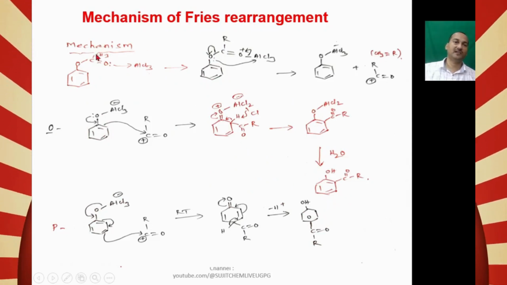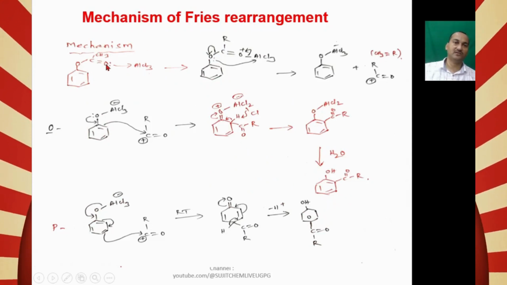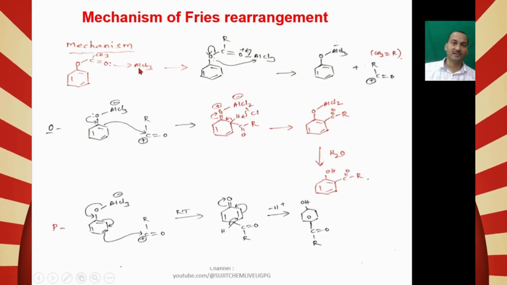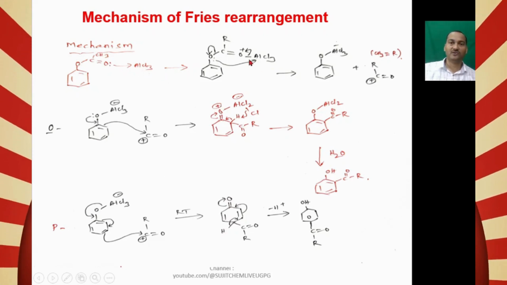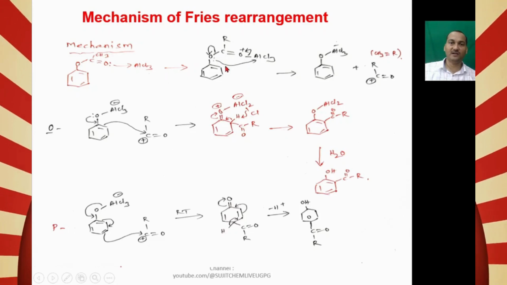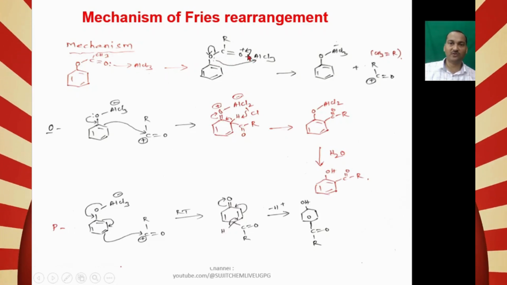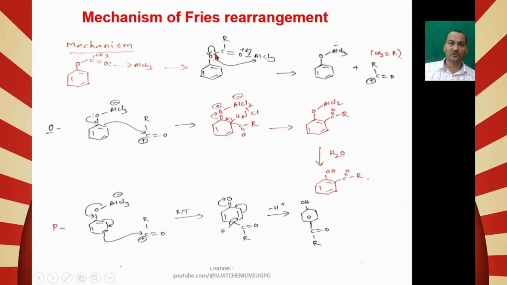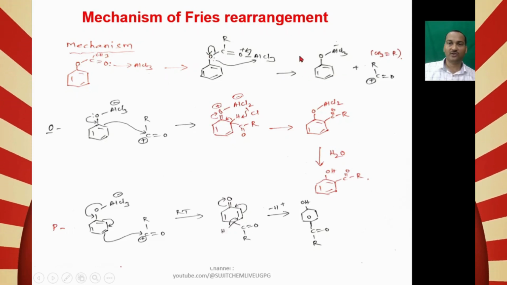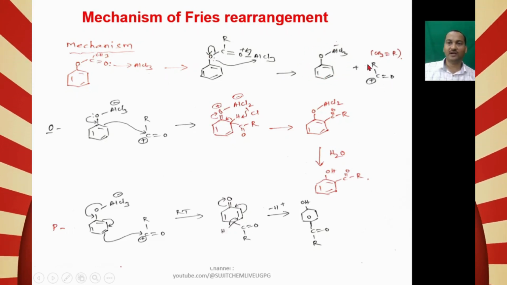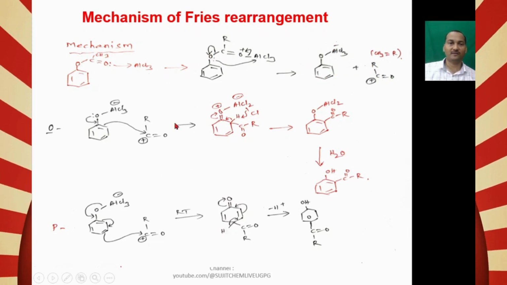So here is the mechanism. This is the phenolic ester. Oxygen lone pair will attack this AlCl3 Lewis acid. So you can have this intermediate. Here oxygen lone pair will attack this aluminum and this bond will break on O plus and the C-O bond will break on oxygen. So you can have this intermediate and RCO plus carbocation.